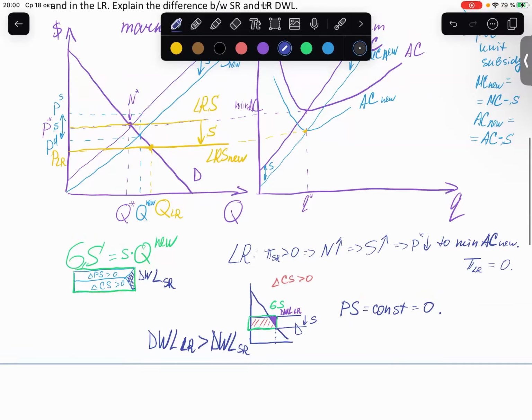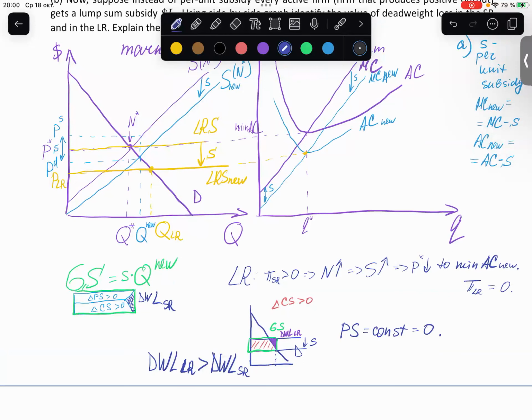And let us show these deadweight losses on the graph. So, okay, this is the deadweight loss in the short run.